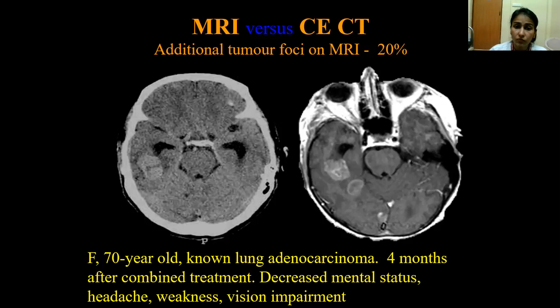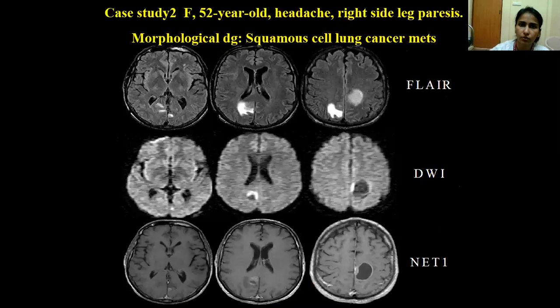Okay, so what are we looking at here? We can see two lesions on the right hemisphere involving the right temporal lobe, and the additional tumor foci diagnostic capability of MRI is 20% better than CT. As you can compare in this image, in CT we can look at only these two lesions, and on the MRI we can look at some more lesions in the center and a little to the left.